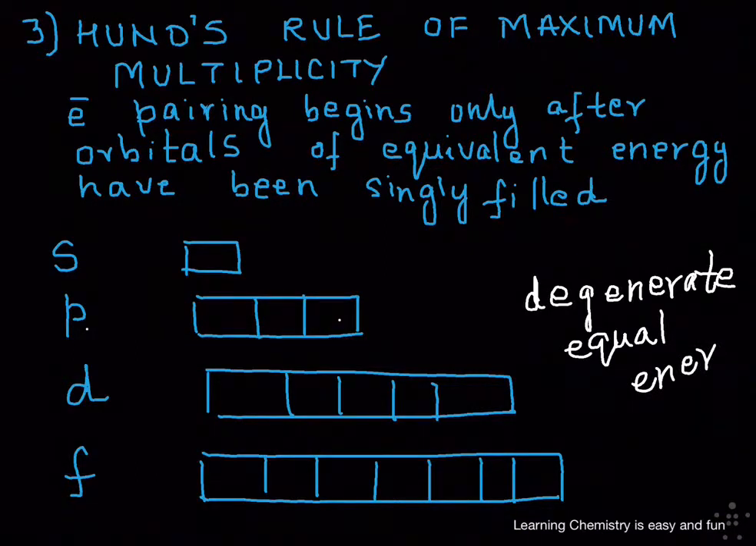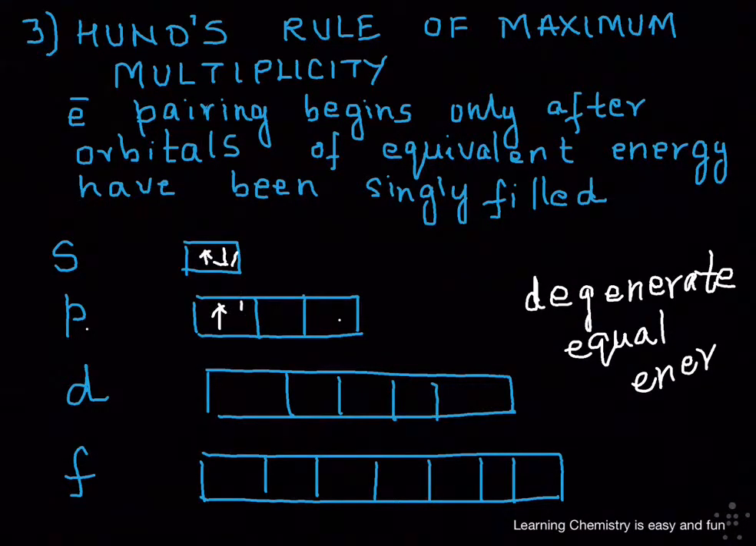Now, the D sublevel has 1, 2, 3, 4, 5 orbitals. F has 7. So the maximum capacity of the S sublevel is 2. The maximum capacity of the S orbital is also 2. First, the electron enters singly and then pairing begins. Coming to P.